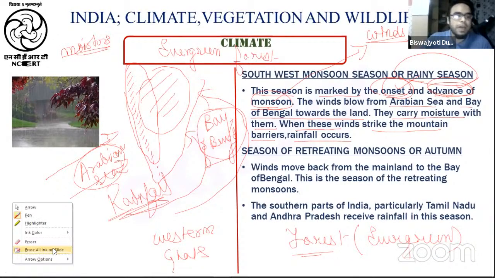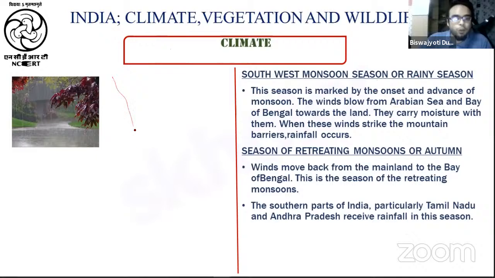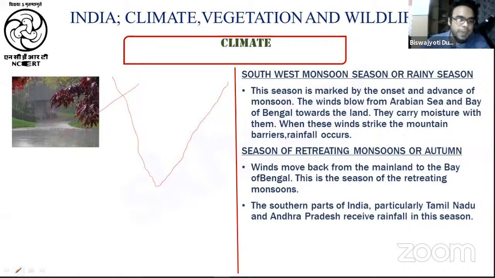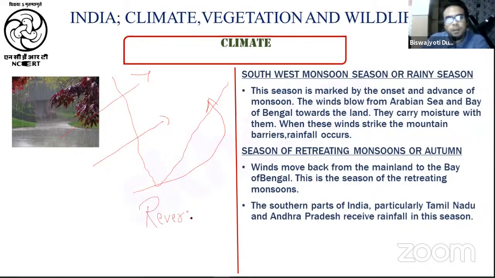But then what happens after the rainy season? Now, during the rainy season, your winds were blowing in this direction, right? Your winds were blowing in this direction. But in the next season, what happens? In the next season, your winds will now reverse their direction.